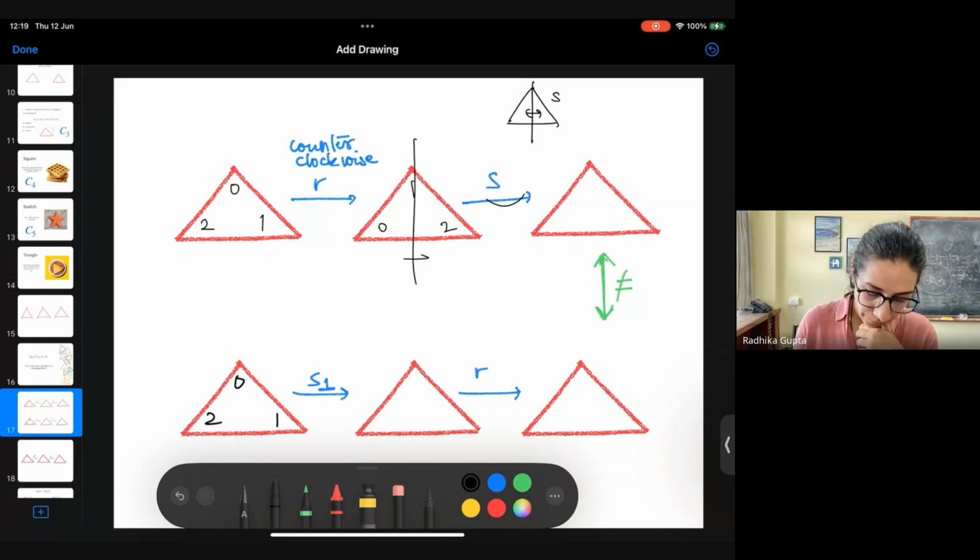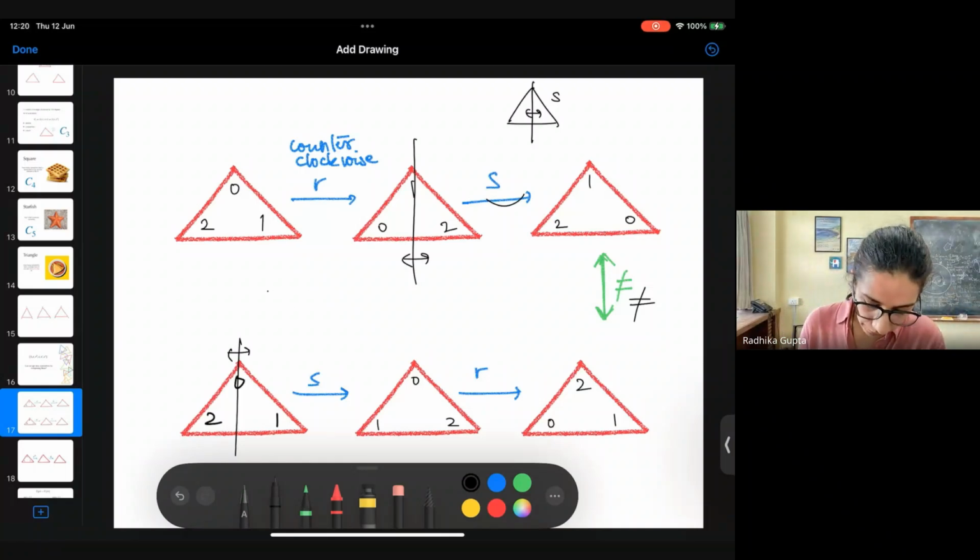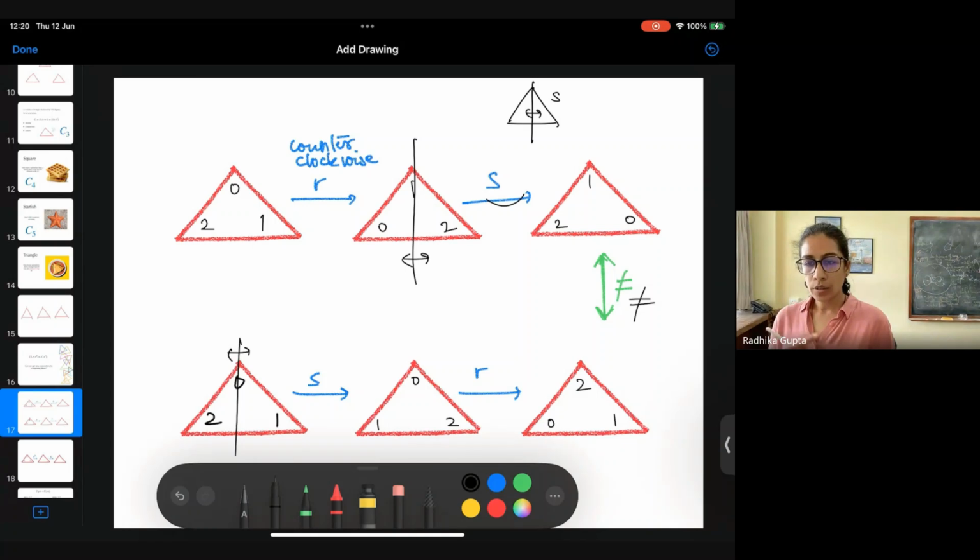Okay, so I want to do this flip. So I get 1, 2, 0. And then here, I want to do the S flip first. So I have 0, 1, 2, and then I want to rotate counterclockwise. So I get 0, 1, 2, and they are not equal. So what we are saying here is that the order in which I apply these symmetries matters. They're not the same symmetries.